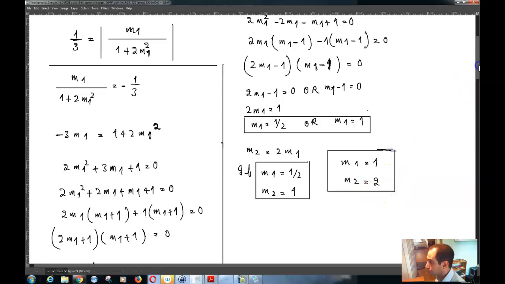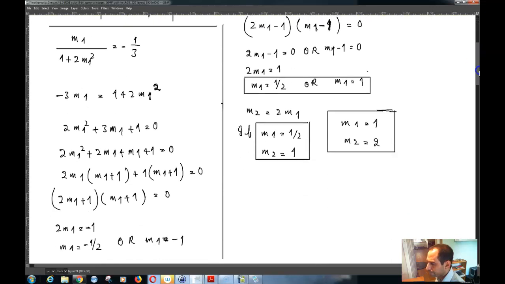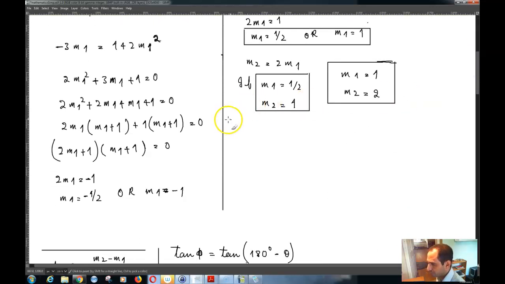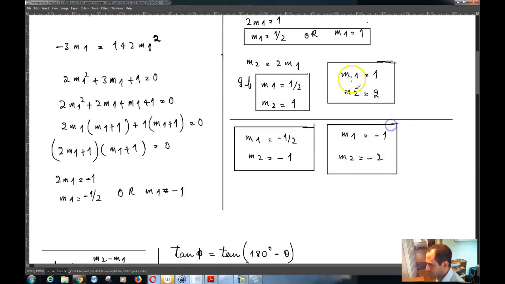And now over here, in these two cases, if m1 is equal to negative 1/2, then m2 is going to be equal to 2 times that, which is negative 1. That is another possibility. Or if m1 is equal to negative 1, then m2 is equal to 2 times that, which is negative 2. That is another possibility. So you get four possible combinations of these slopes.